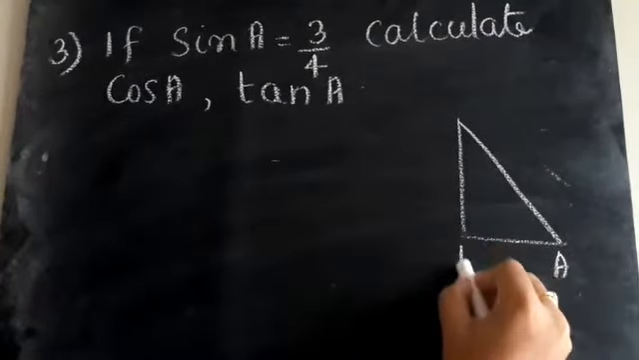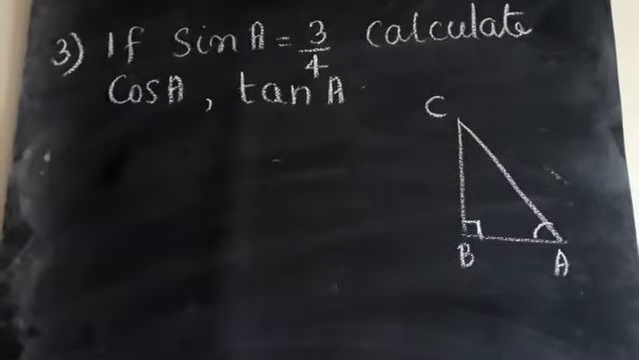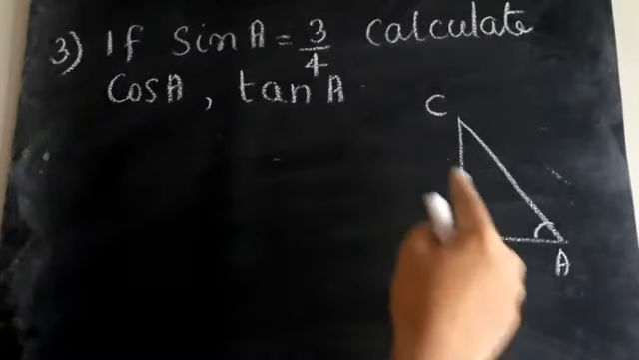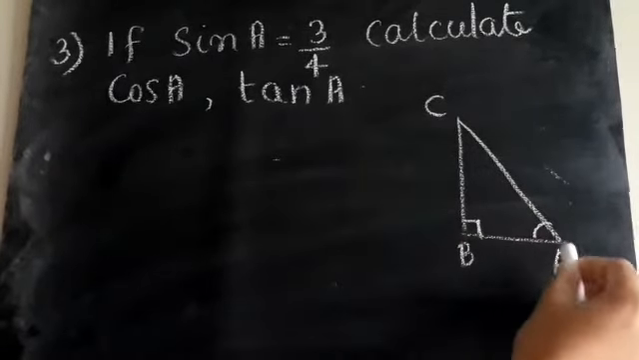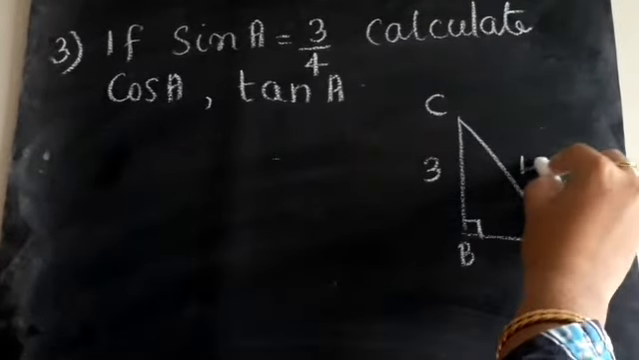Right angled at B. So A, B, C, right angled at B. So sine A is equal to 3 by 4, it is given. Sine A meaning what is that? Opposite side by hypotenuse, isn't it? So opposite side, what is that? Opposite side is 3 and the hypotenuse is 4.